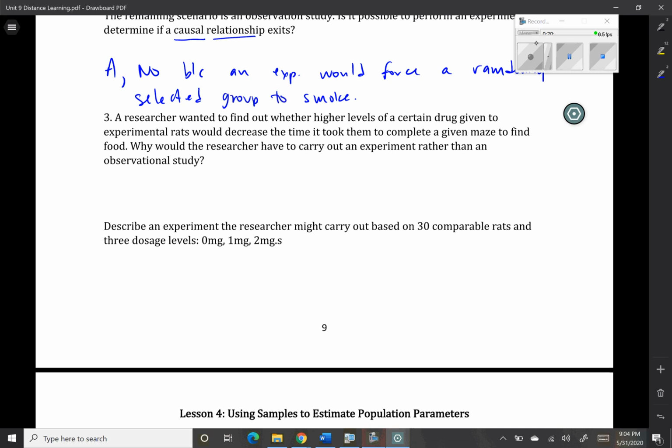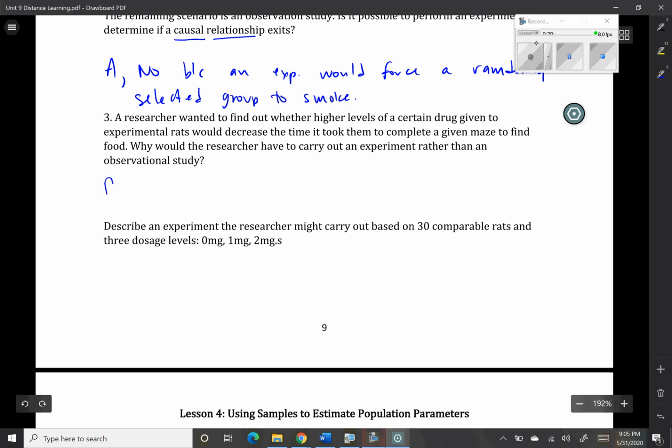Number 3 says, a researcher wants to find out whether high levels of a certain drug given to an experimental rat would decrease the time it took to complete a given maze to find food. Why would the researcher have to carry out an experiment rather than an observational study? So here's one reason. Mice, or rats in this case, don't just take drugs all on their own. They'd have to be given drugs.